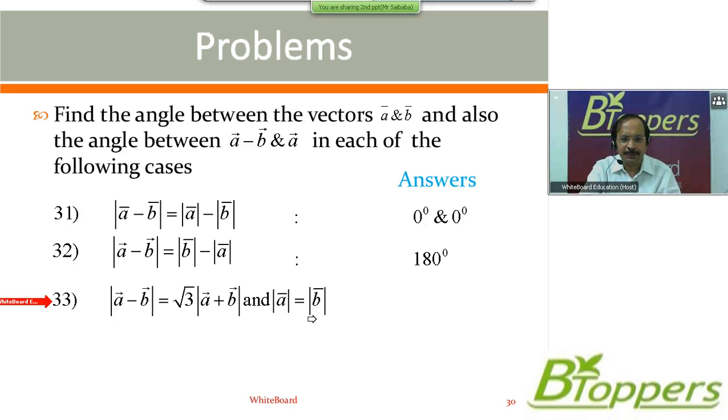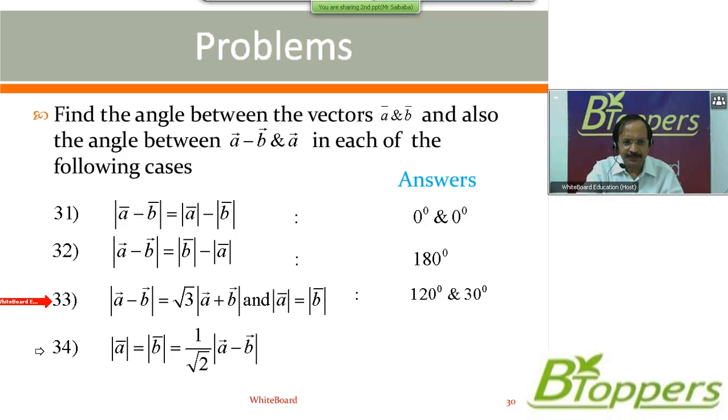This problem also comes under one of the special cases I have discussed. You can try this yourself first. If you want, you can take a pause and try. You get the answers of 120 degrees and 30 degrees. That means the angle between A bar and B bar is 120 degrees. The angle between A bar and A bar minus B bar is 30 degrees.